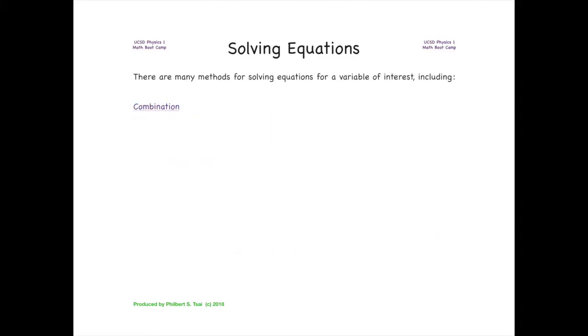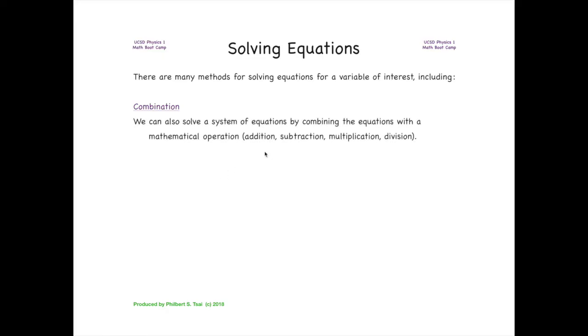Another method we can use to solve a system of equations is to combine equations, and we can combine them with a number of mathematical operations: addition, subtraction, multiplication, or division. We'll use the same example, but use a different method to solve it. We again have two equations that apply simultaneously. Y is equal to x plus 2t, and y is equal to 4x minus t.